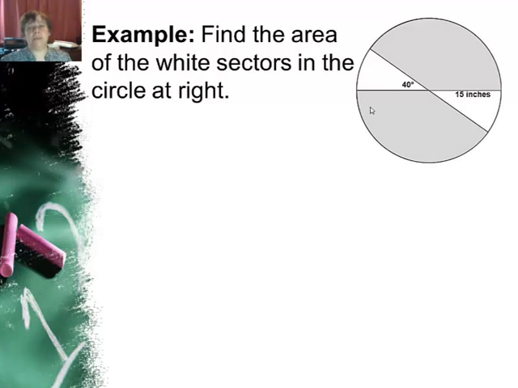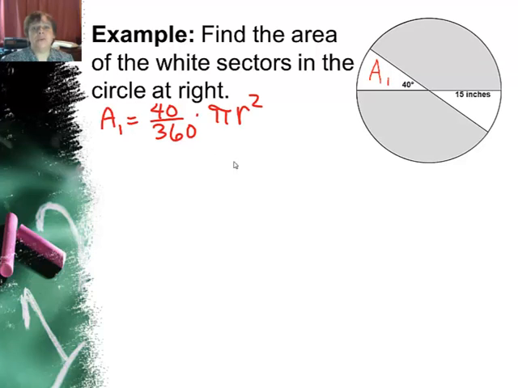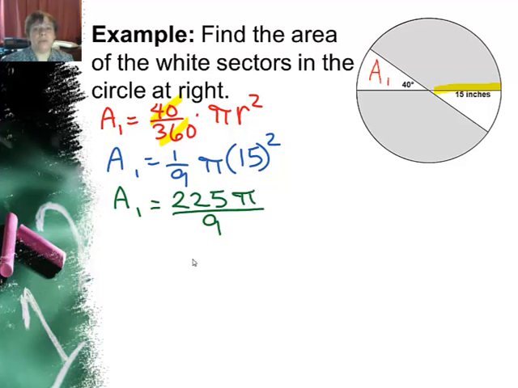So in this example, I'm going to find the area of the two white sectors in this circle. I'm going to start by just focusing on one sector. So area 1 is going to be 40 degrees over 360 times pi r squared. Well, I can see that the radius from over here is 15 inches. So I simplified this already. It's 1/9 times pi and 15 squared. So it's 225 pi over 9.